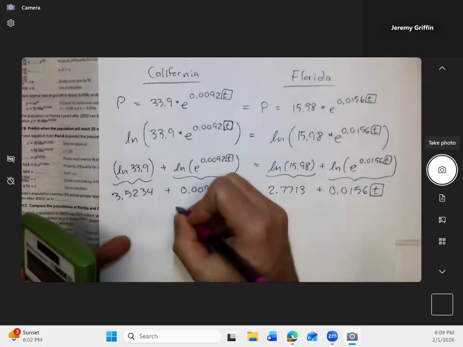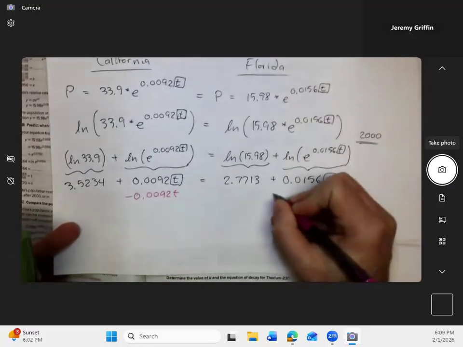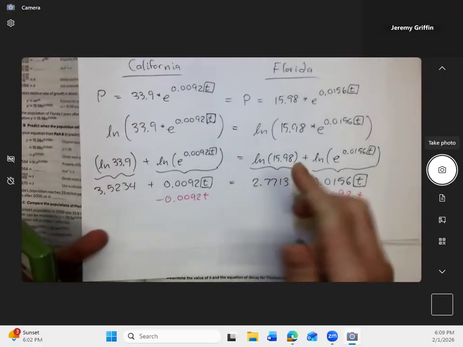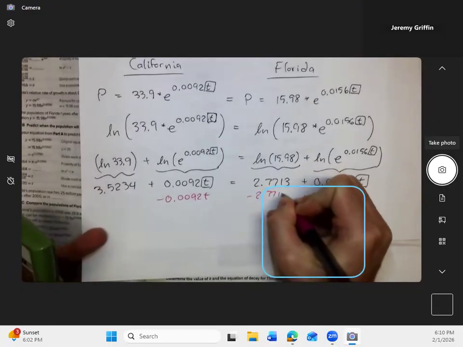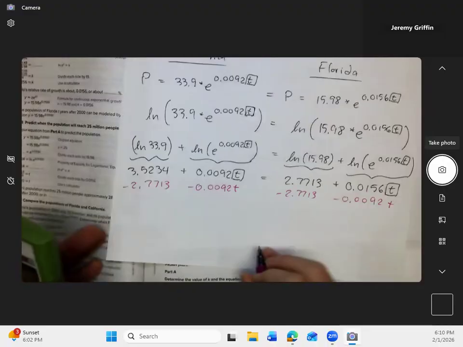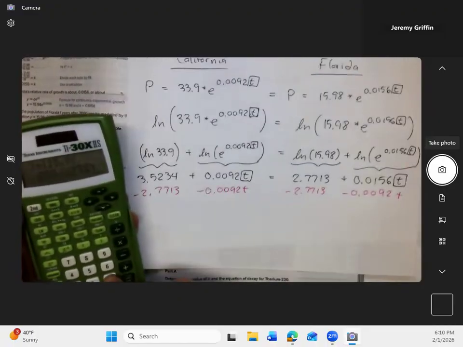Let's get the t on one side. Minus 0.0092t, and while I'm at it, I'll subtract this over: minus 2.7713. Okay, clean all this up.